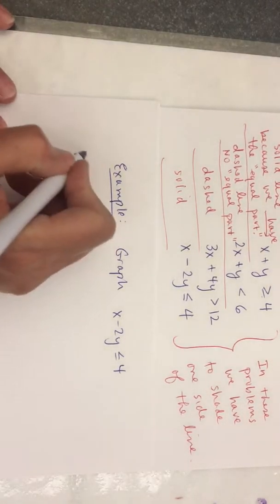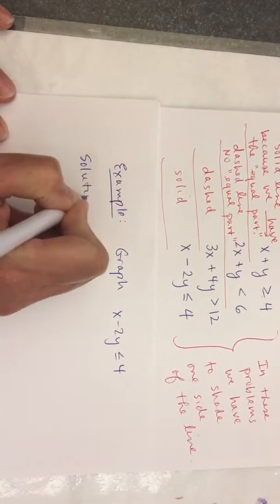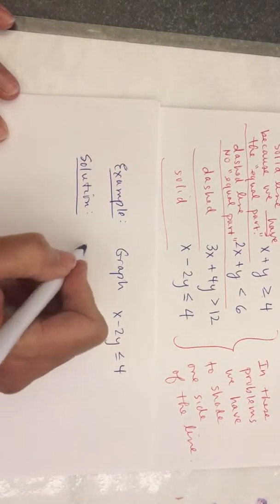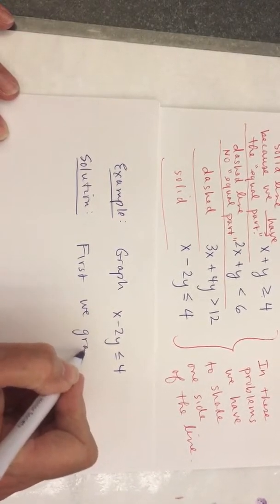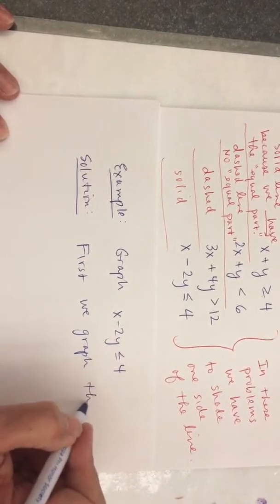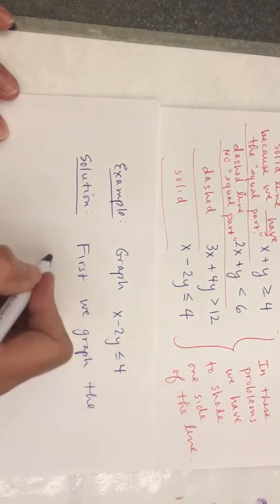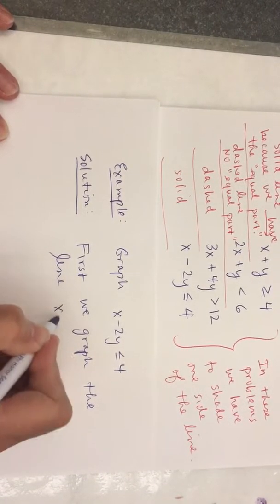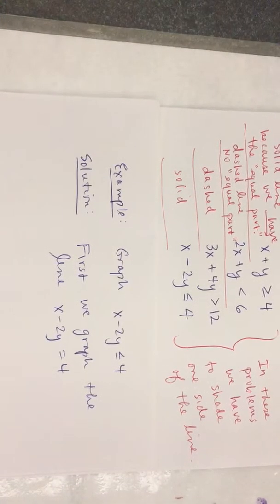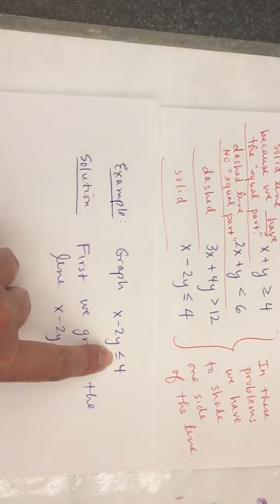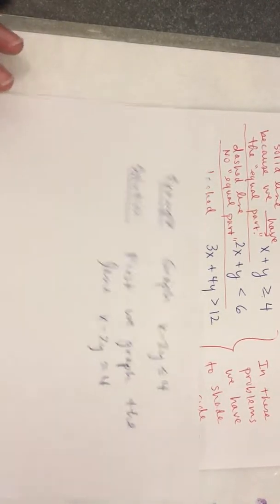For the graph of this, first we graph the line x minus 2y equals 4. We'll graph that first. Because I have less than or equal to up here, I'll put it as a solid line.